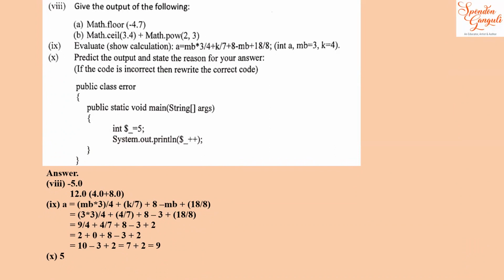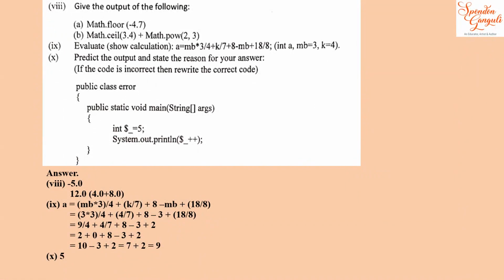That results in 9 by 4 plus 4 by 7 plus 18 by 8 minus 3 plus 2. Now, as it is integer division, 9 by 4 will give you the integer quotient. Similarly, 4 by 7 will do the same and 18 by 8 will do the same. So the answer is 2 plus 0 plus 8 minus 3 plus 2, which results in 9. And the last one, the answer here will be 5.